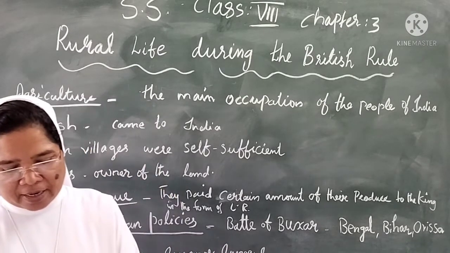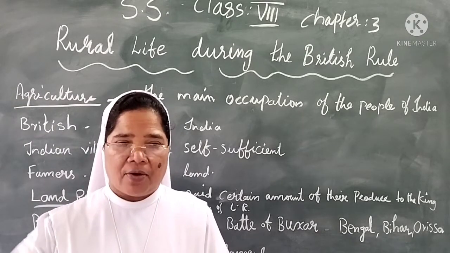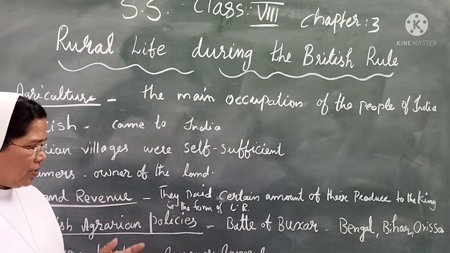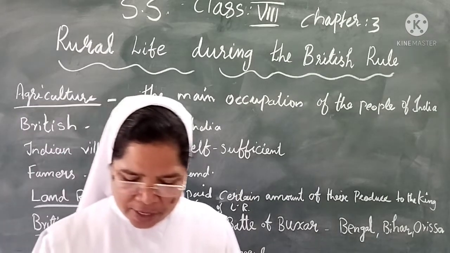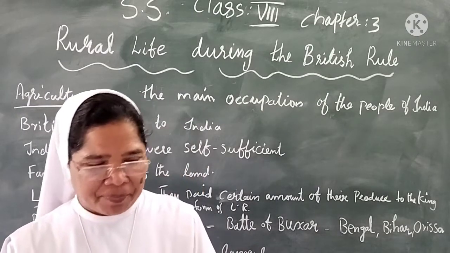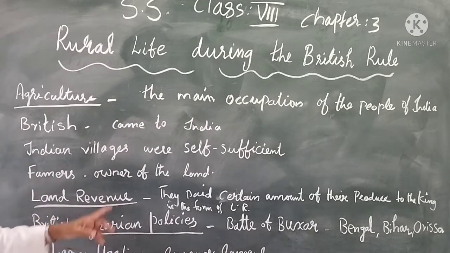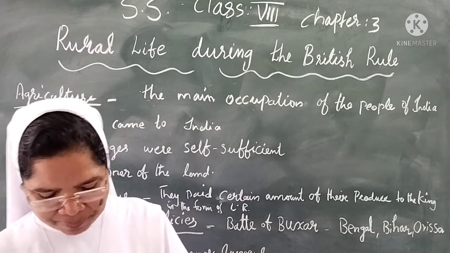Besides, most of the agricultural revenue policies started by the British were against the farmers. They started some regulations on land revenue against the farmers. In this chapter, let us study the British agrarian policies.